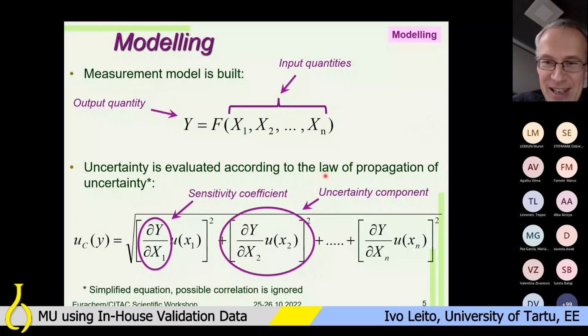What is important here is that for every input quantity, there's something called an uncertainty component, which needs to be quantified. And in every uncertainty component, this partial derivative here is something called the sensitivity coefficient, which tells us how sensitive the result is to this particular input quantity. I have actually presented this equation in a simplified way so that the possible correlation is ignored. In any case, this modeling approach is quite mathematical, so quite some mathematics is needed for using it.